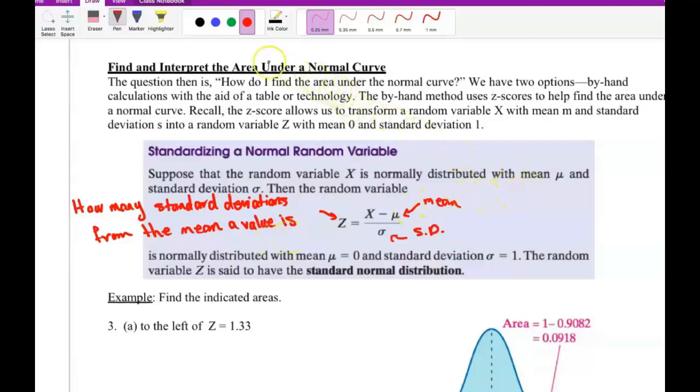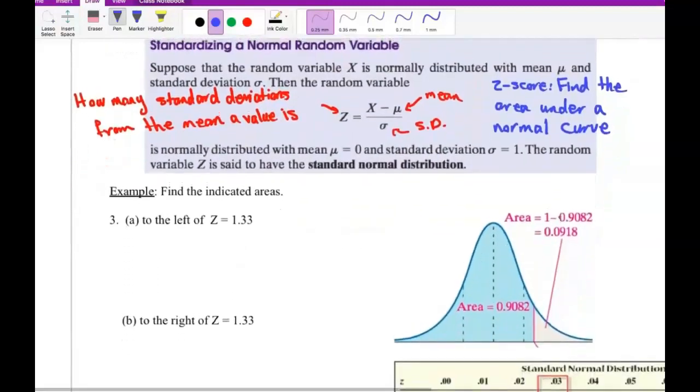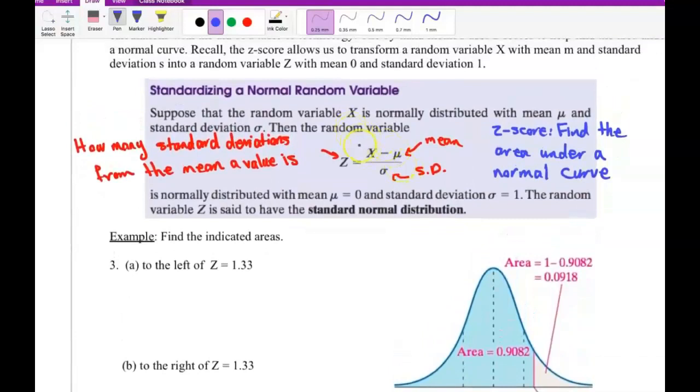And also, we can say that when we have a z-score, that means we want to find the area under a normal curve. And also, this one was our value.